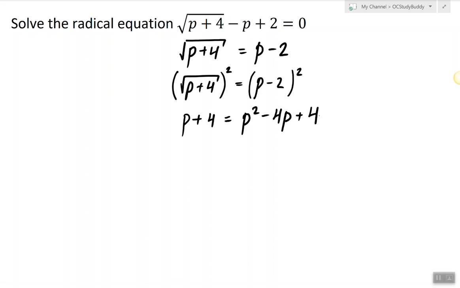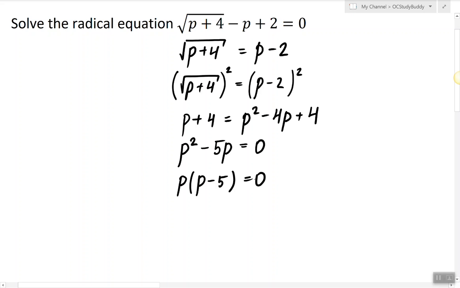In this case we have a quadratic equation, and to solve this quadratic equation we're going to first write it in standard form. So I'm going to subtract p and 4 from both sides, and I'm going to write the right hand side on the left and the left on the right. So the result of combining all the like terms on one side is p squared minus 5p equals 0.